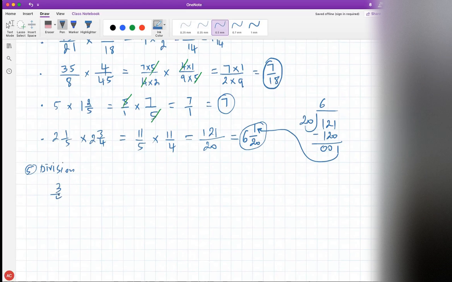When you divide two fractions, so 3/4, let's say, maybe 5/7. You have a division of two fractions. Any ideas on how to do this and how to divide two fractions?